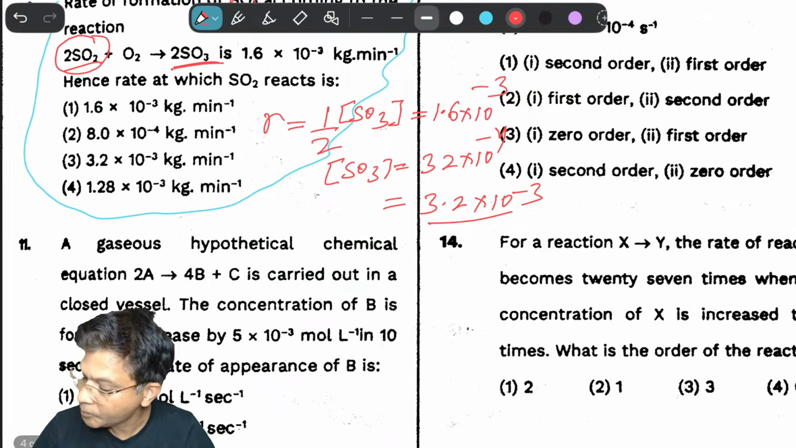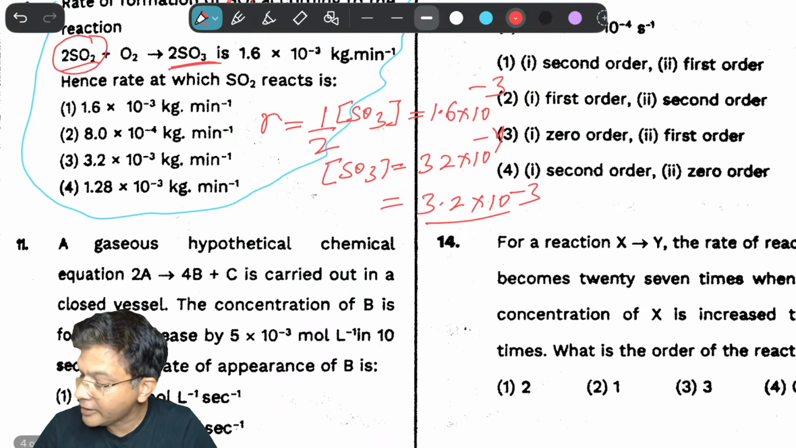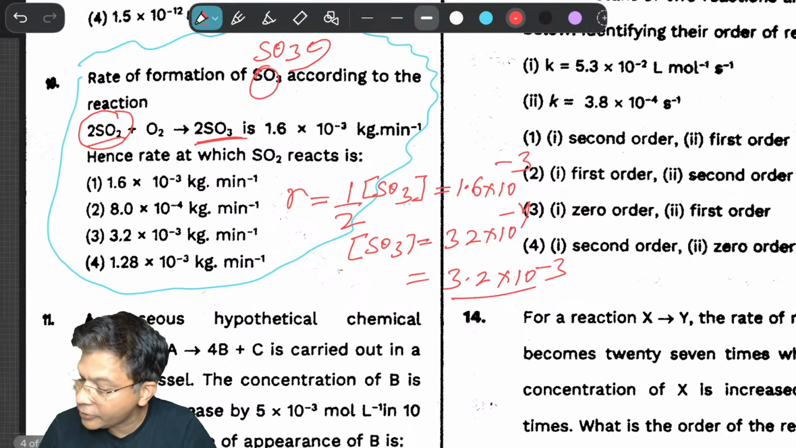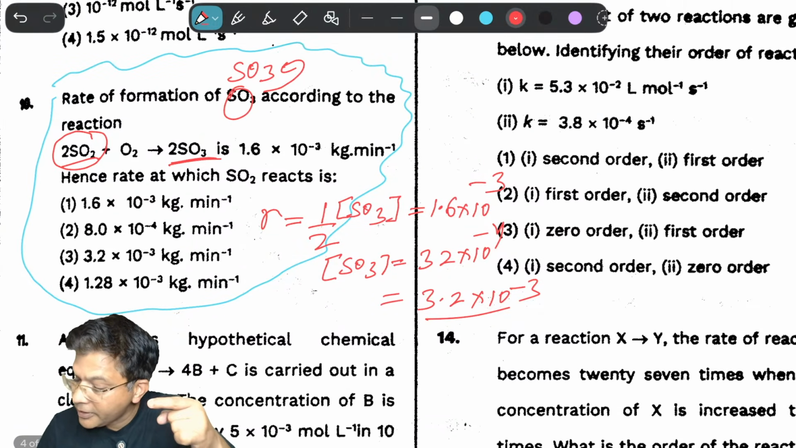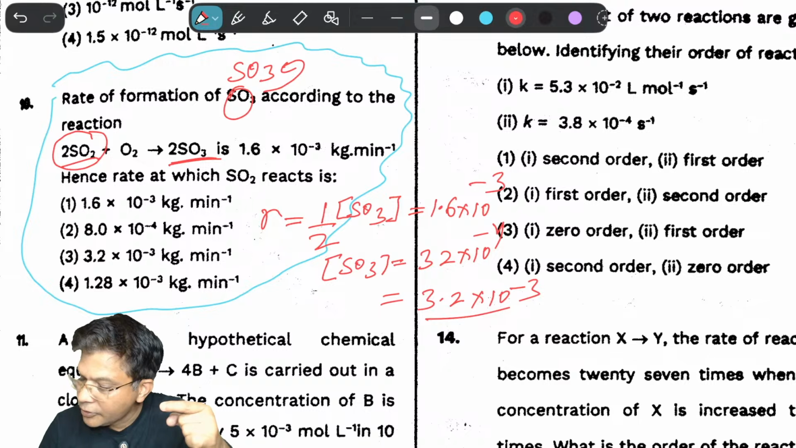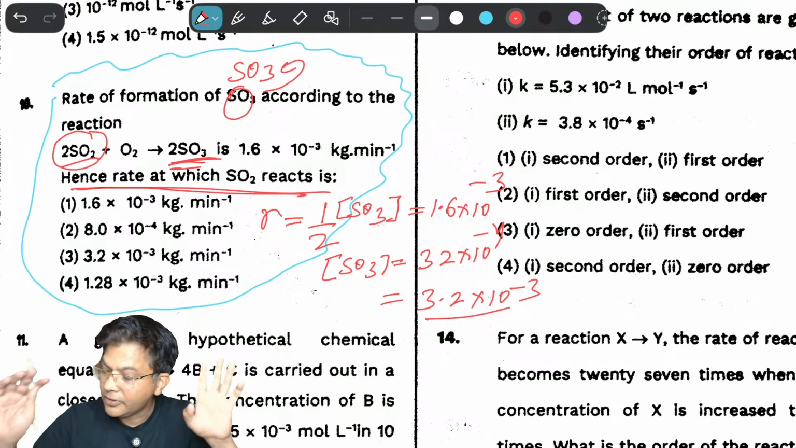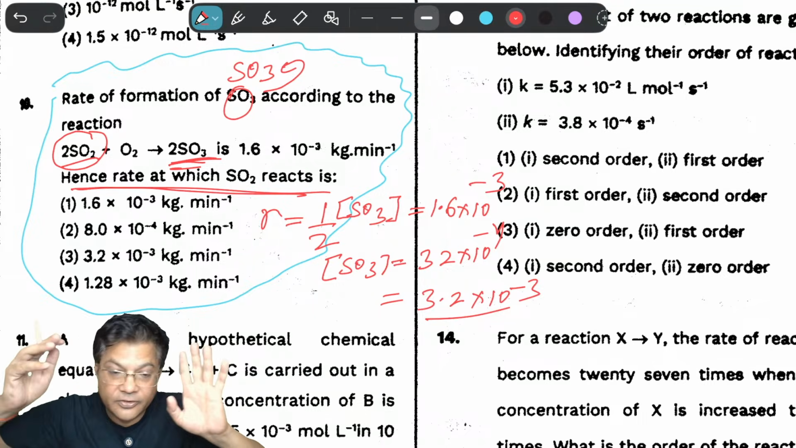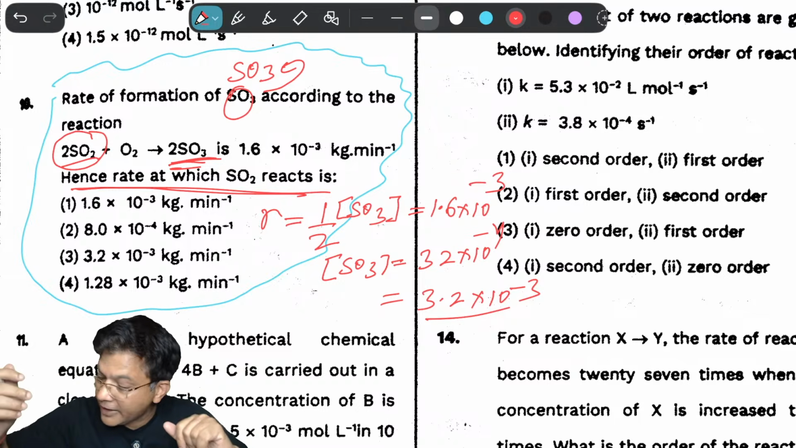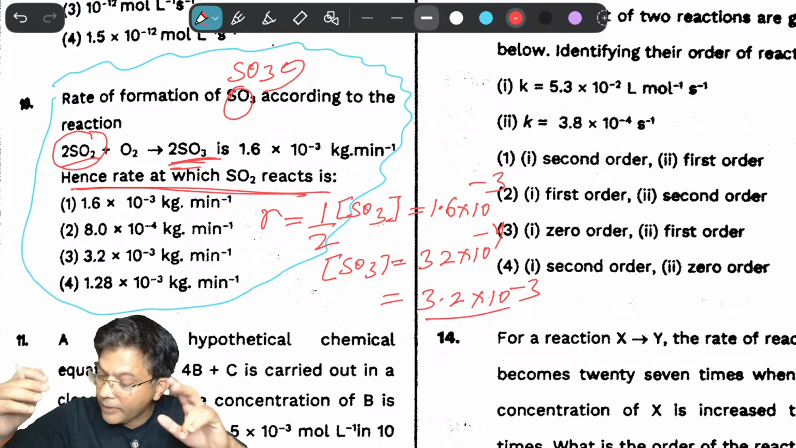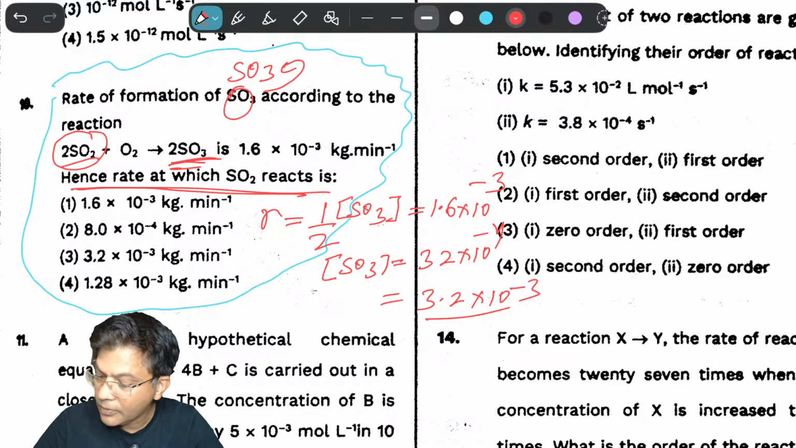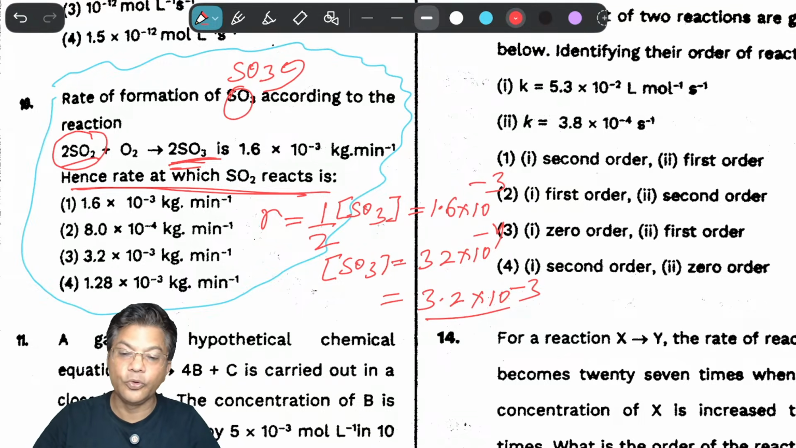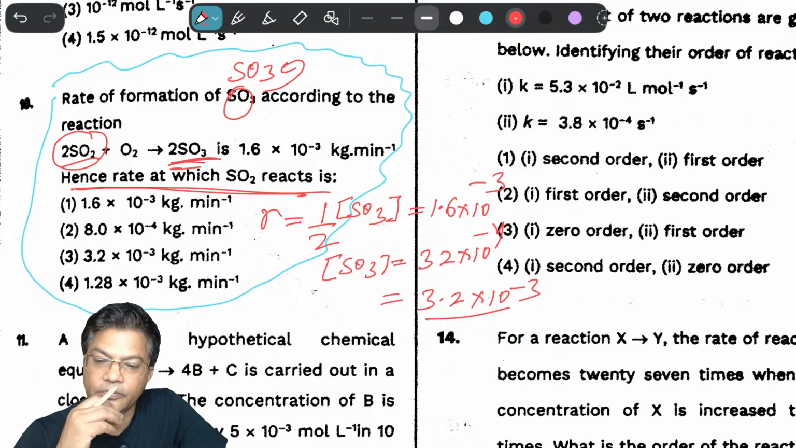Now see, what they are asking, this is the formation of SO3. Now hence the rate at which SO2 reacts, once again the rate they are asking. So I have to write down the rate of reaction. Now what am I supposed to do, kids? Let me know now if you got it or not.